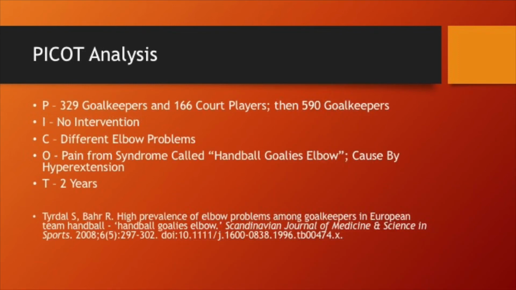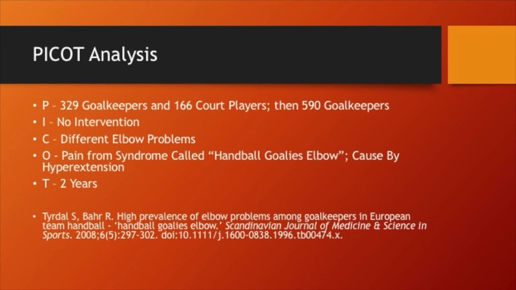The study I looked at for my PICOT analysis was about trying to describe elbow problems among goalkeepers in team handball using 2 questionnaires. The population was 329 goalkeepers and 166 court players during the first questionnaire, and about 590 goalkeepers during the second questionnaire.